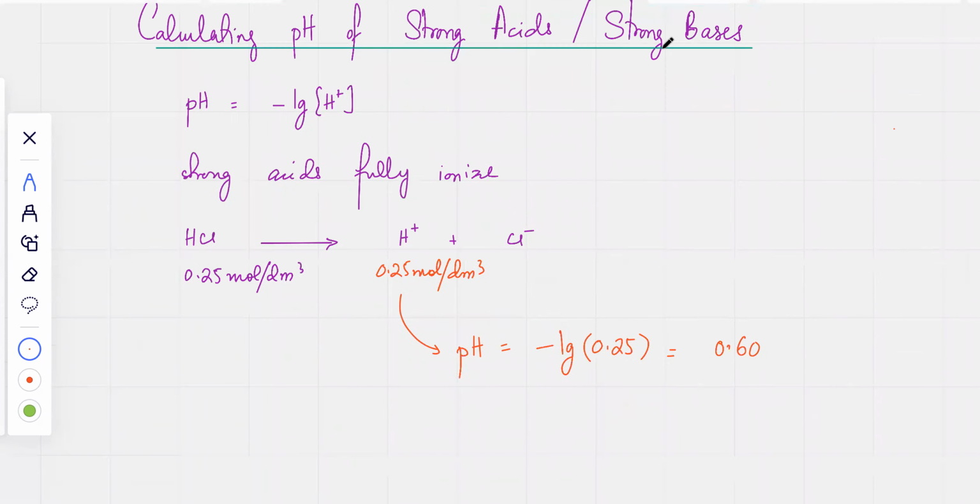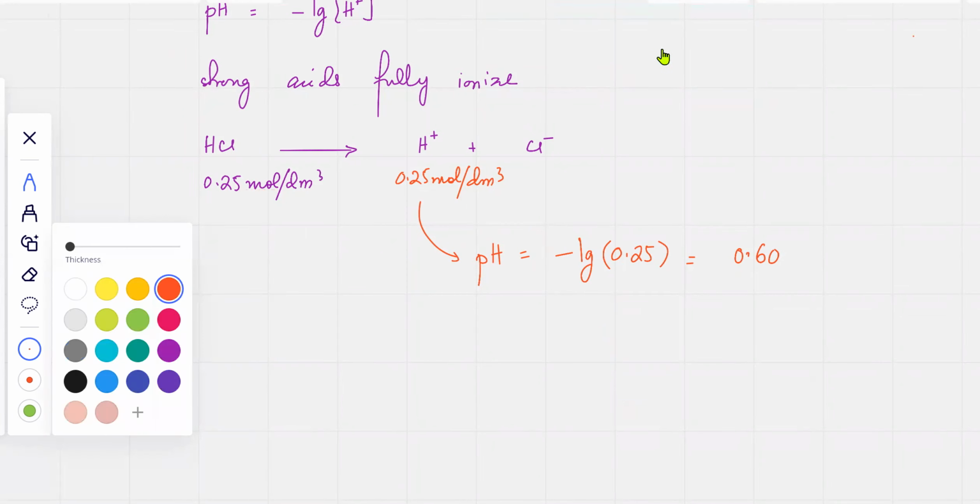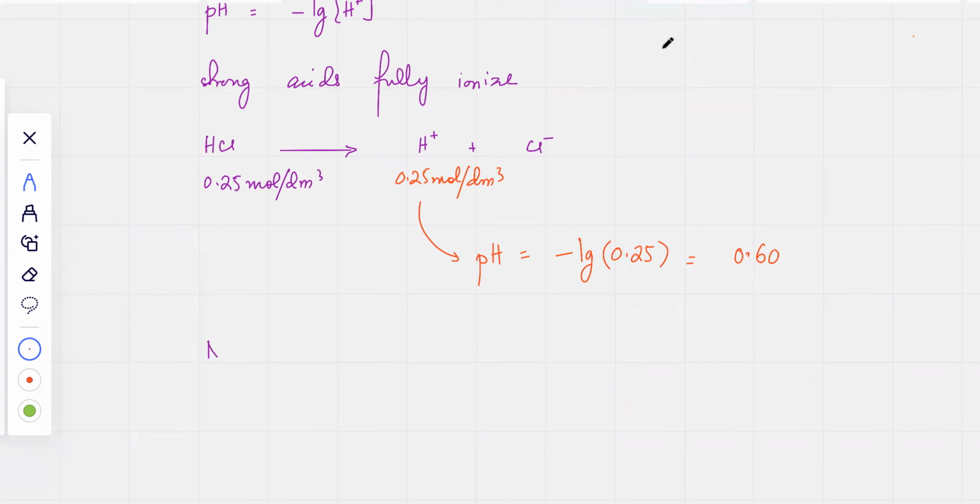What about strong bases? For example, I have NaOH, and the concentration of NaOH is 0.010 mole per dm cube. That's the concentration of NaOH. It's a very strong base. It's going to ionize fully. It's going to produce two ions: one is Na+1, the other one is OH-1.